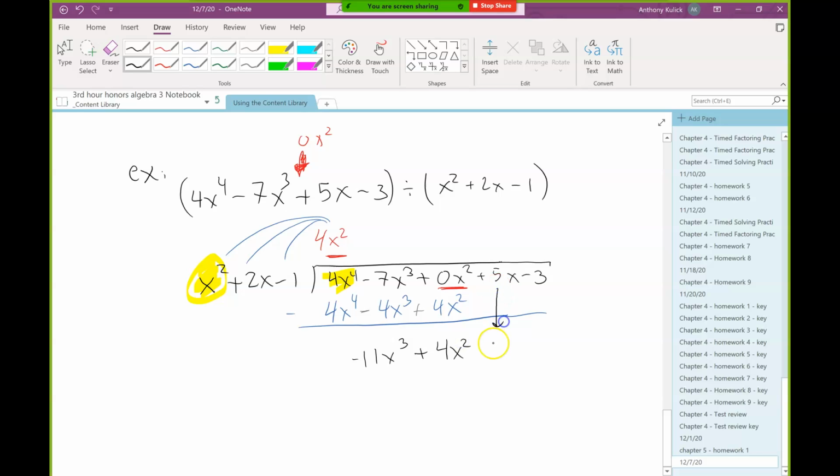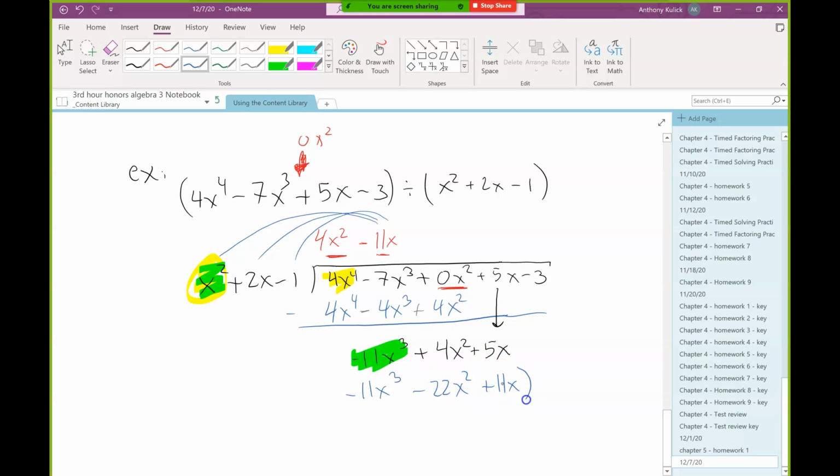And we'll bring the next term down and repeat. So we'll say how many times does x squared go into negative 11x cubed? Well, I know negative 11x times x squared gives me negative 11x cubed. So I'll multiply that to the divisor. This means negative 11x cubed minus 22x squared plus 11x. And then we have to subtract down.